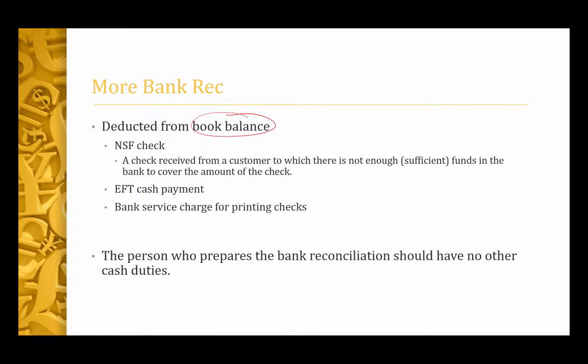We know NSF, non-sufficient funds, checks, those would be deducted. And that represents a check from a customer in which there wasn't enough or sufficient funds in that bank to cover it. So that's why we're subtracting it. Also, if we do an EFT cash payment, then that's deducted from the book balance. And then you're also deducting any service charges for printing checks.